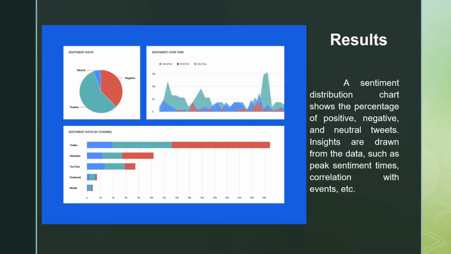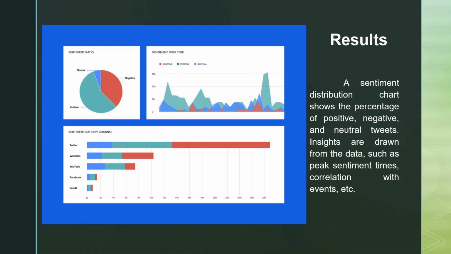So now, let's talk about the results these tools help us achieve. We have a set of visualizations that represents our sentiment analysis findings. At the top left, we have a sentiment ratio pie chart that breaks down the percentage of positive, negative, and neutral sentiments across our dataset. This gives us an immediate visual snapshot of the general sentiment trend.